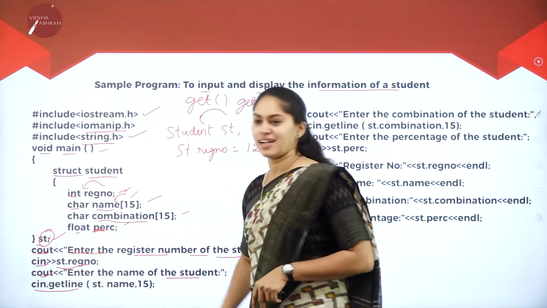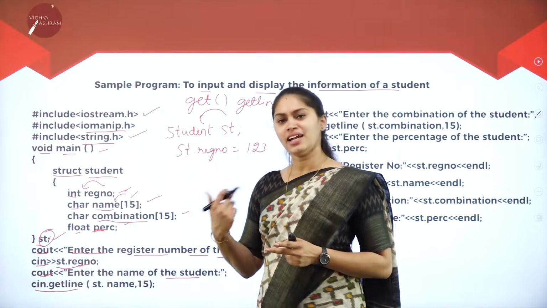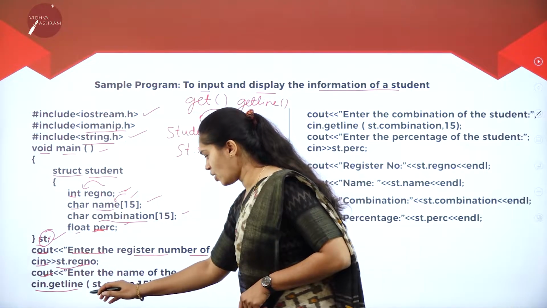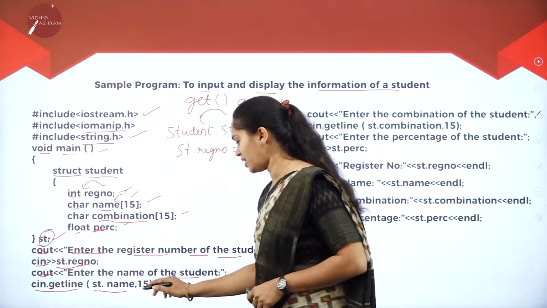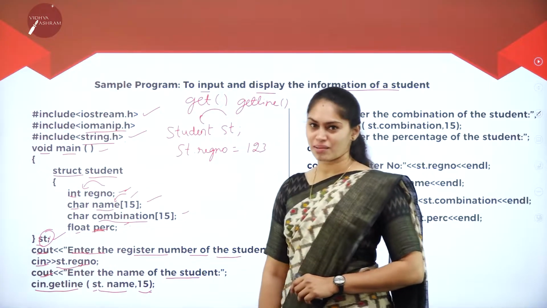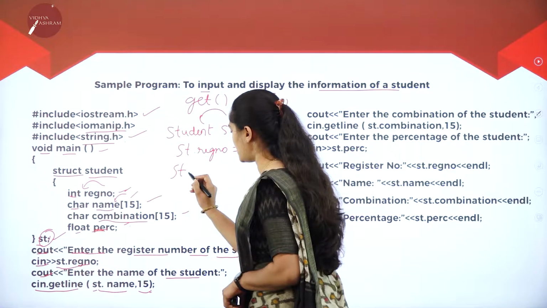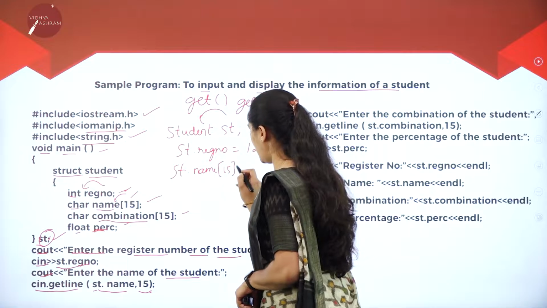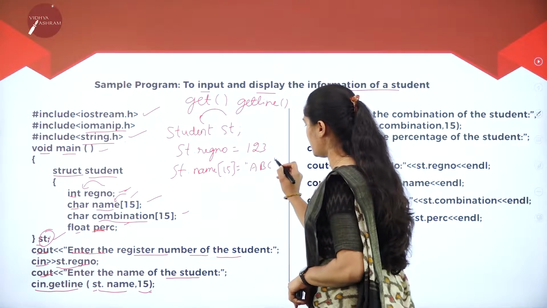Within getline I need to send 2 parameters. One is the name of a string, and another is the size. What is the name of the string here? That is st dot name. I want to access name. That is st dot name, and its size is 15. Then closing of parenthesis and put a semicolon. This is how we are going to access it. So now I can say that st dot name of size 15 is equal to, I can take a name as ABC. Fine.